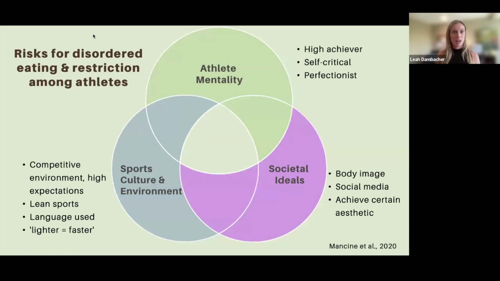We also have the language, or just the culture in sport in general, sometimes might lean towards language such as thinking lighter might mean faster. And that is something that is just not true and can be really, really problematic with athletes of this age. And having the mindset that if I could only lose a certain amount of weight, or if I could have more muscle and less fat, or whatever the thought process might be, to get to that next level, to be faster or to be stronger. That kind of messaging can be very, very problematic, especially in athletes at this age.